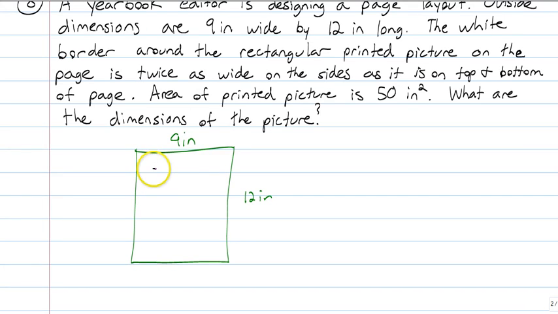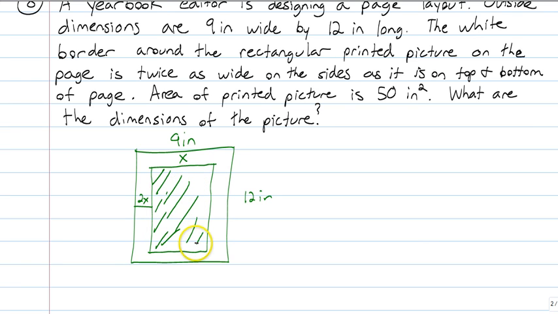So, there's some other border, the picture's here, and this white border is twice as big on the side. So I'm going to call this border 2x, and this one x. And then it says the area of this picture in here, this is the picture, is 50. What are the dimensions of the picture?